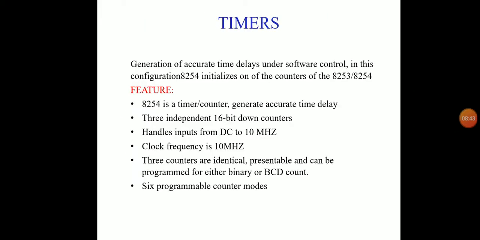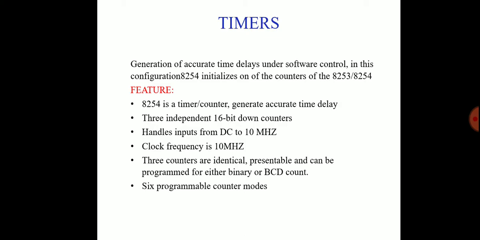And the next one, timers of 8086 microprocessor. The Intel 8253 programmable interval timer solved one of the most common problems in any microcomputer system, so the generation of accurate time delay under software control. Instead of setting up timing loops in system software, the programmable timer can be configured, 8253 or 8254, to match the requirements. Now it initializes one of the counters of 8253 or 8254.